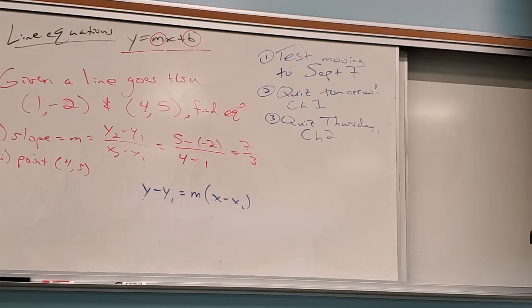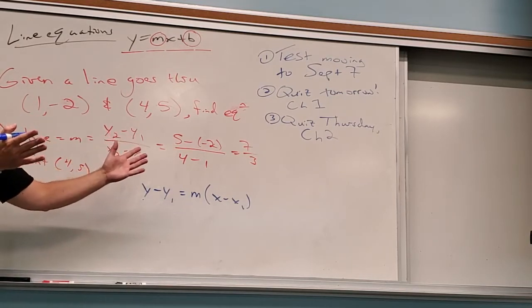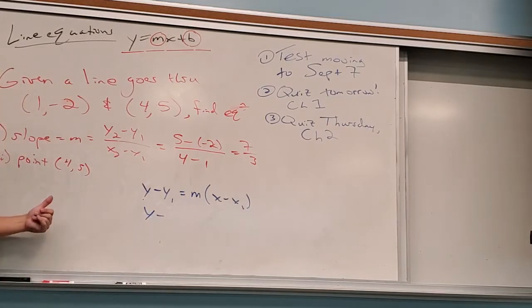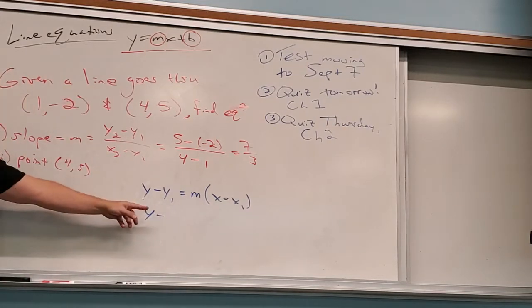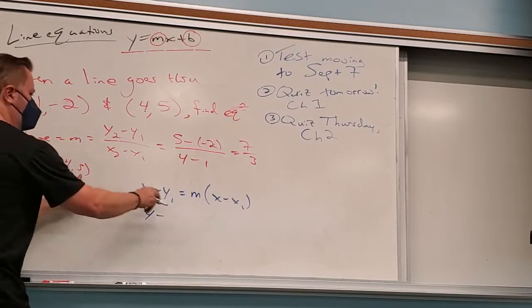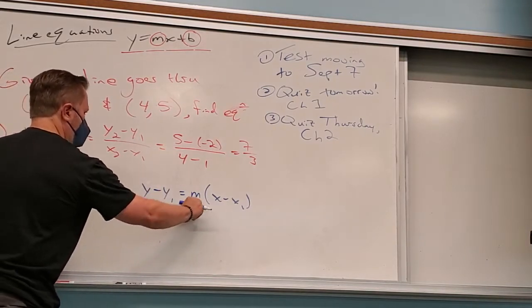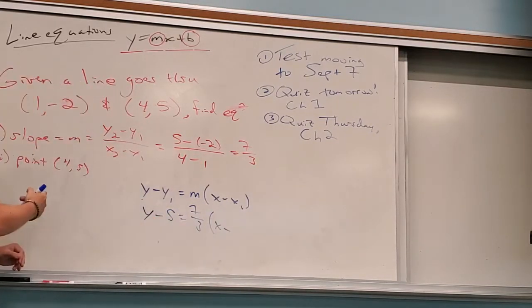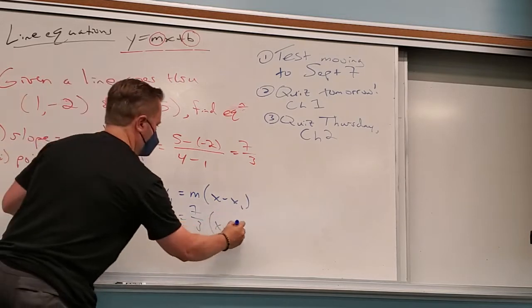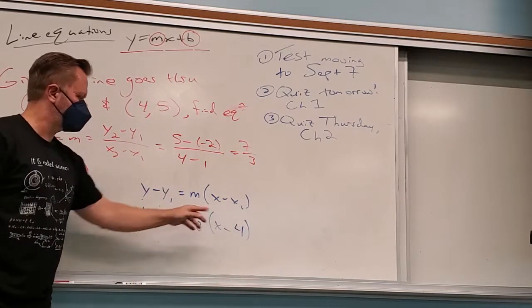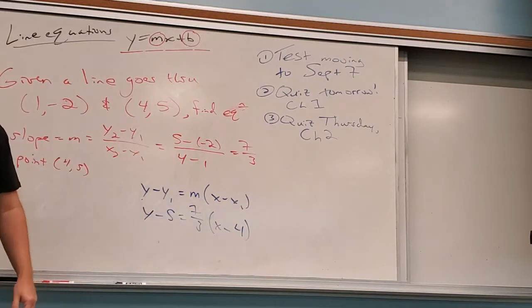Okay. So now I can just plug it in, right? y minus the y piece of the point. Well, what's the point we picked? 4, 5, so what goes here? 5, the y piece. y minus the y piece equals m times x minus the x piece. 4. Right, and then you can just distribute the 7/3 and add the 5. Is that cool?